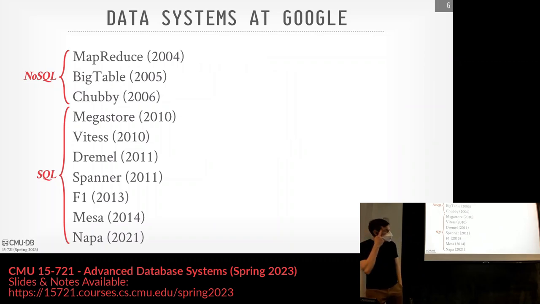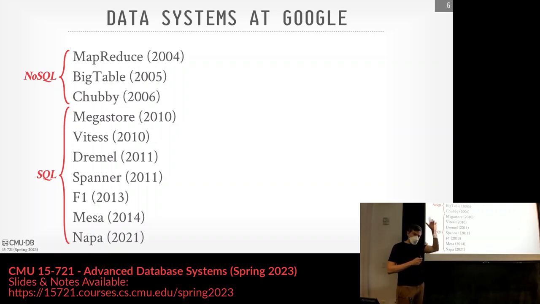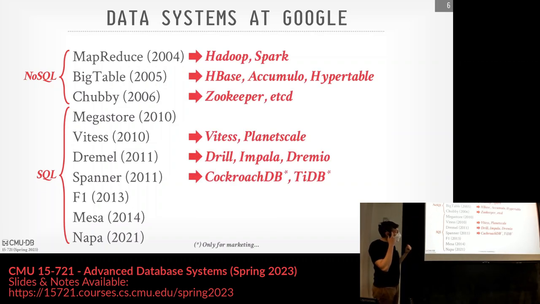So another one I'm not including here is the file system. Technically a file system is a database system, but we can ignore that, right? GFS, Colossus, right? They inspired HDFS, Ceph, Gluster. So here's a bunch of these open source implementations that are based on things that were developed at Google. Probably the most famous ones would be Hadoop and Spark off of MapReduce.